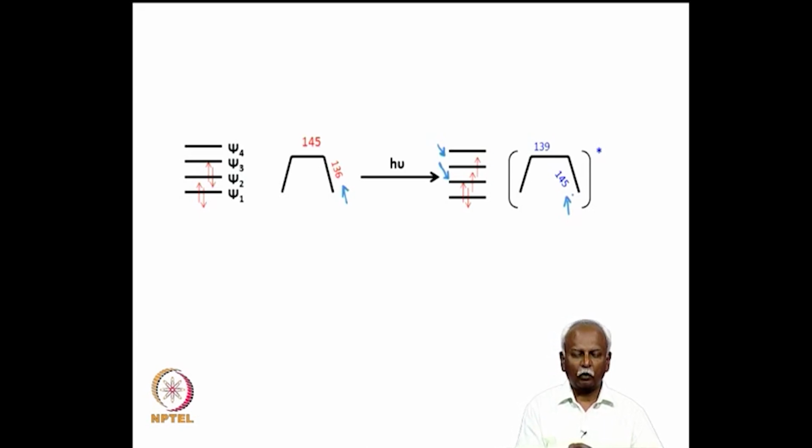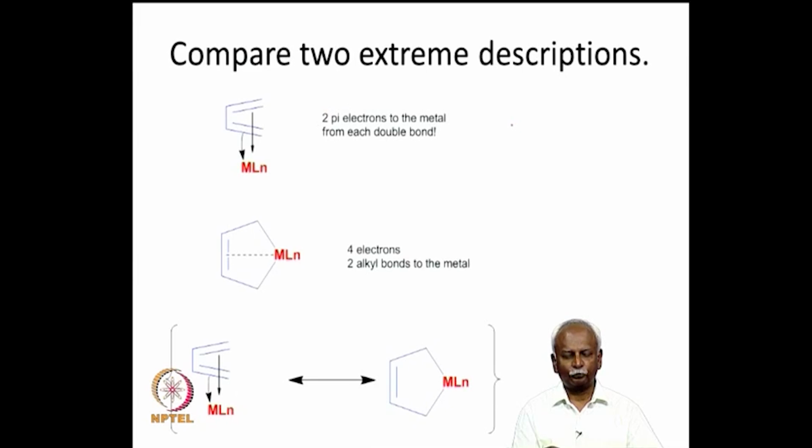Similarly, the bond distance between the central carbons, that is C2, C3, has decreased from 145 picometers to 139 picometers. So, this is clearly indicative of the fact that you are pumping electron density into the psi 3 orbital, which has bonding interaction between C2 and C3.